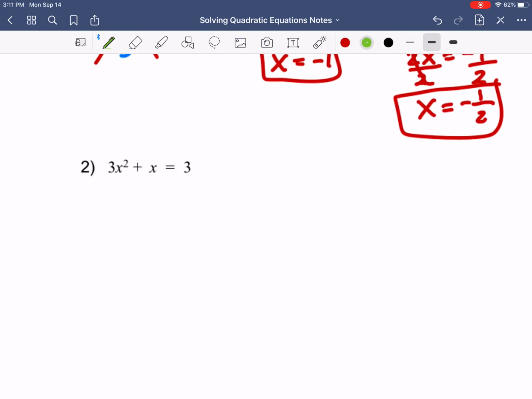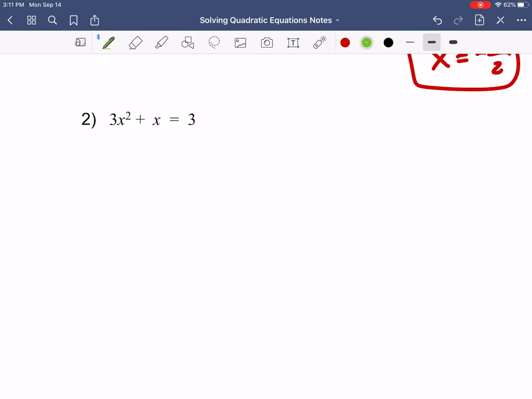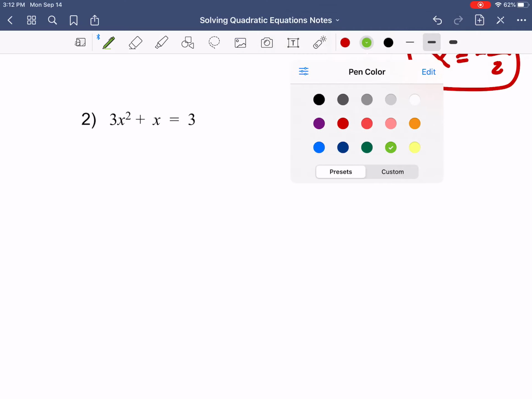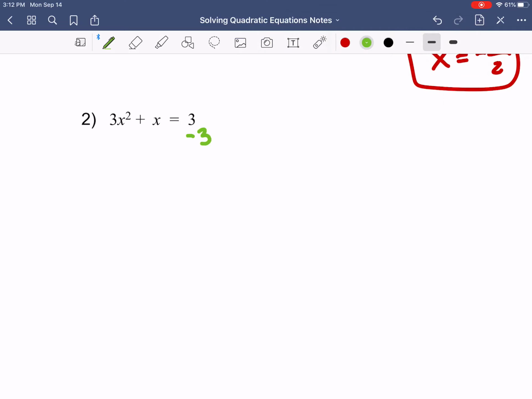So our second example we're going to do is 3x squared plus x equals 3. So right off the bat, I noticed something, that it's not equal to 0. So the first thing I need to do is actually get it into the correct form of ax squared plus bx plus c, so 3x squared, there's a 1 in front, plus 1x minus 3 equals 0. So it has to be equal to 0 before you can start.